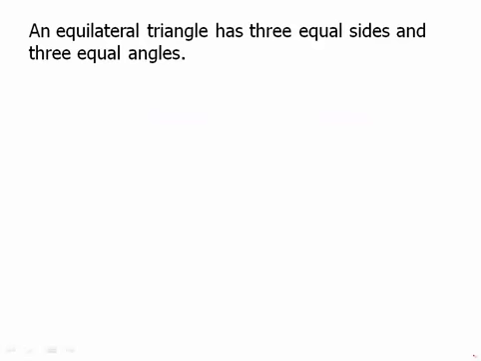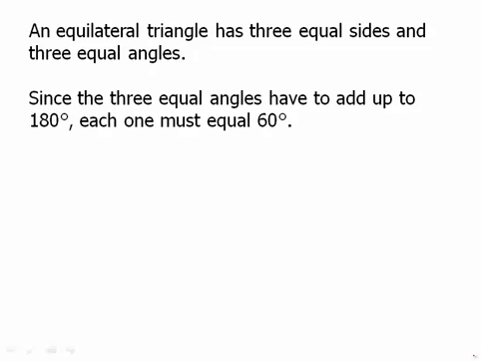An equilateral triangle has three equal sides and three equal angles. Since the three angles have to add up to 180 degrees, each one must equal 60 degrees. So an equilateral triangle always has three 60-degree angles. Here's an example equilateral triangle.